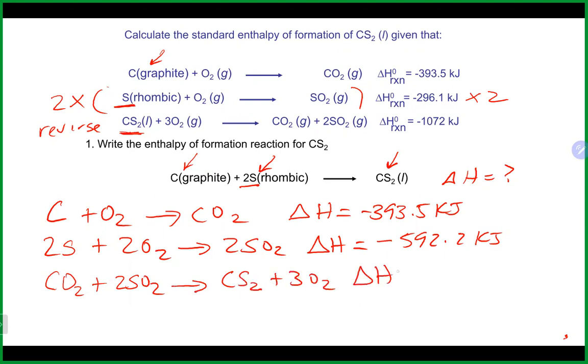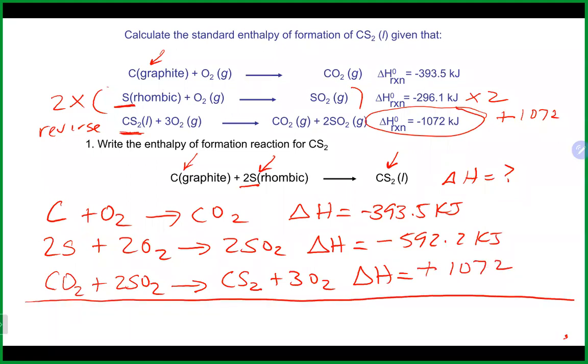Now, because I reversed that reaction, what happens to the delta H here? It becomes positive, right? We just changed the sign. So the delta H value here will be positive 1072. Any questions on that there?